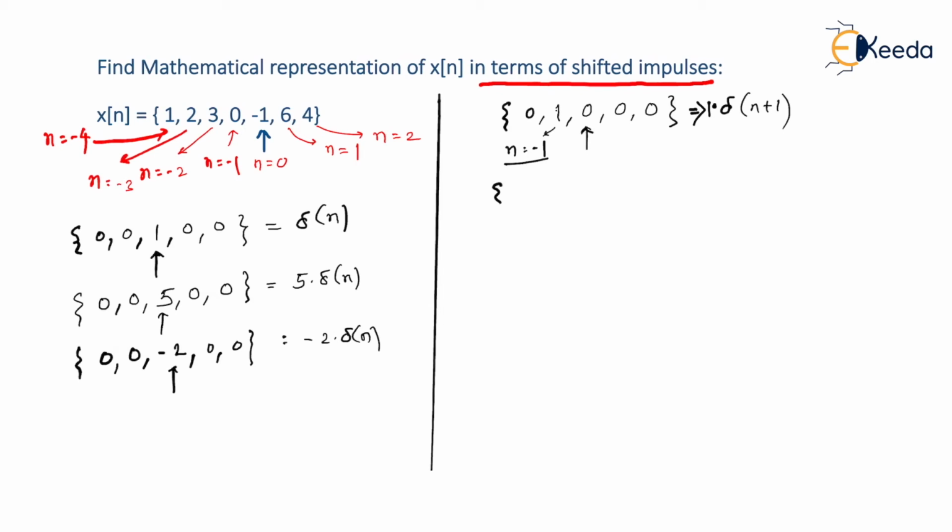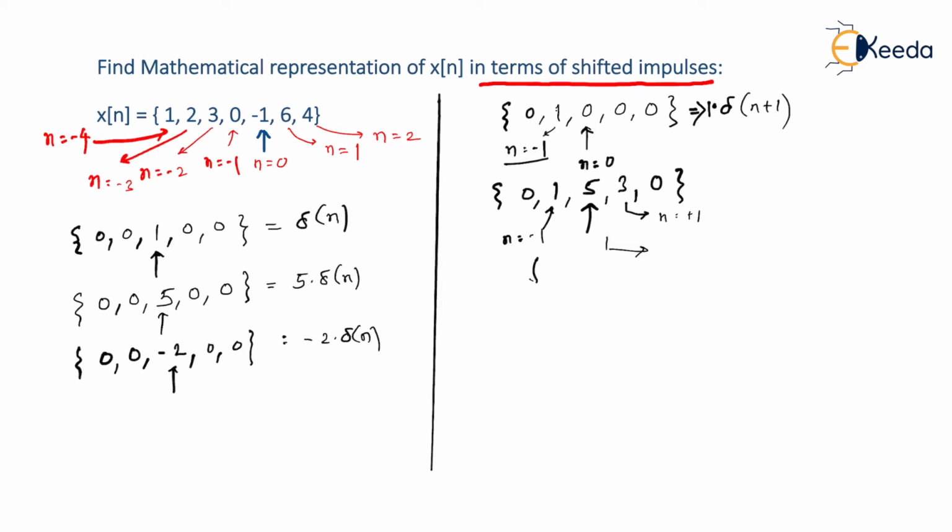For example, let's say we have this type of sequence. Then how do we express this? We know that an arrow mark indicates it is a sample present at n equal to 0. Is that right? This is the sample present at n equal to -1, and this is the sample present at n equal to +1.